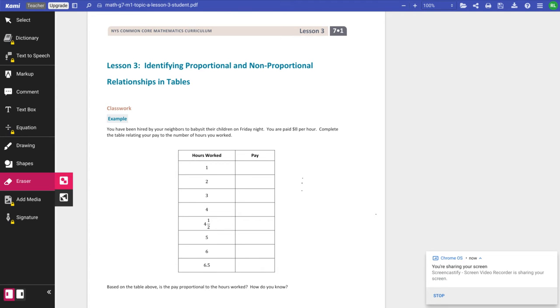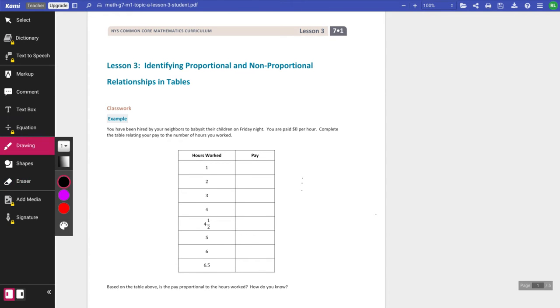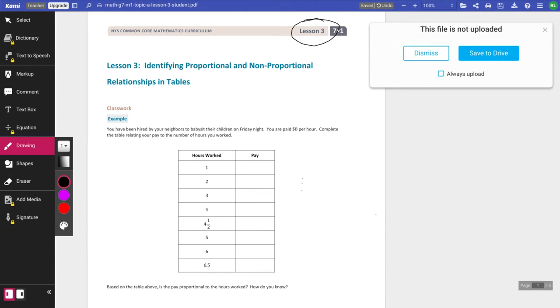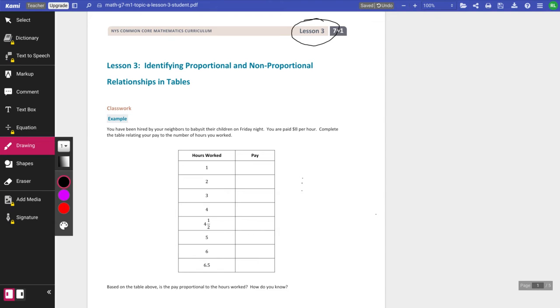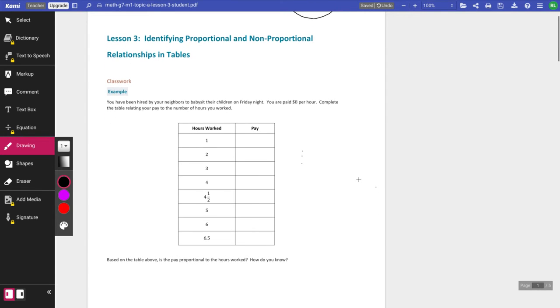Okay, so we are going to be looking now at lesson 3 in module 1, topic A. So this is going to be looking at identifying proportional and non-proportional relationships in tables. This is something we've seen a whole lot of, so you should be comfortable with this. We're going to move kind of quick here.